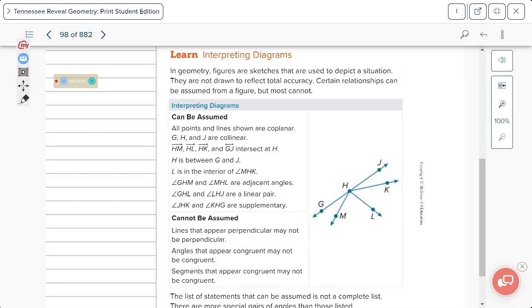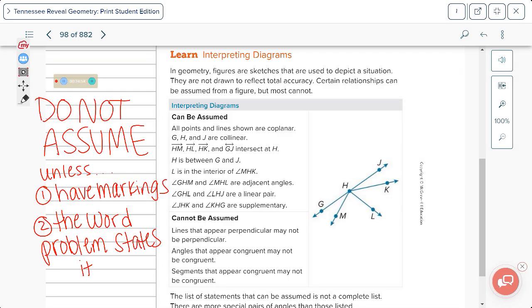And so the last bit here for our lesson talks about what can and cannot be assumed from a diagram. Rule of thumb, guys, if you do not have a symbol, or if someone or somewhere in a problem does not tell you specifically that things are equal or there's a certain relationship between certain shapes or angles or lines, do not assume anything. So when you are looking at a diagram, do not assume anything unless, one, you have the markings given to you, or two, the word problem actually states it.